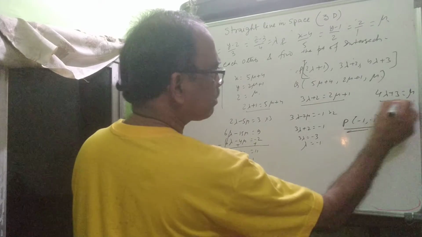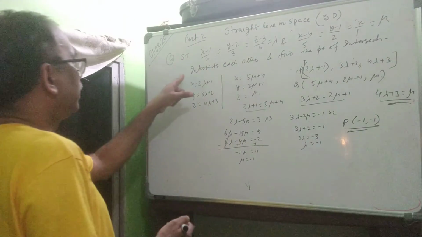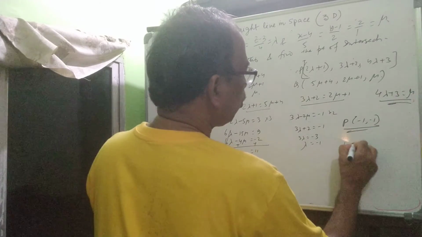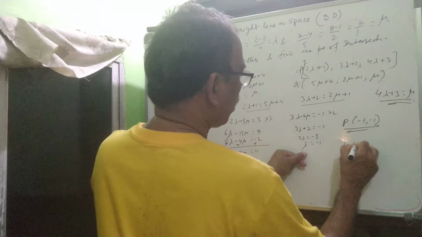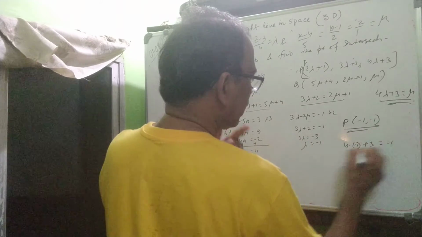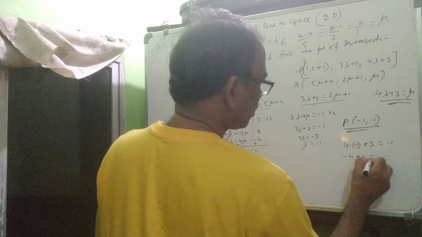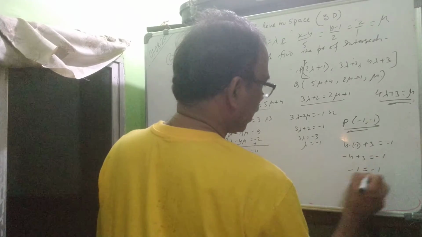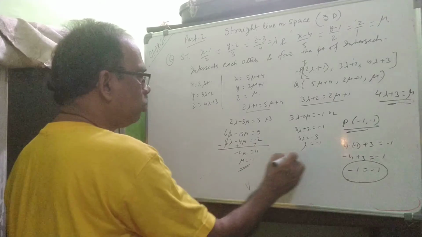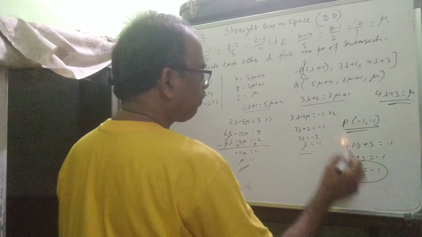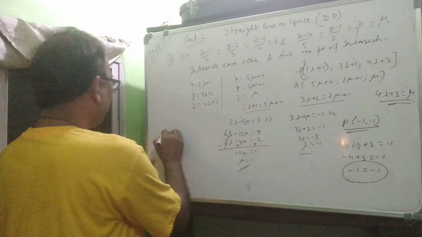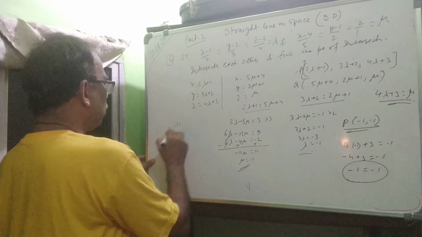This point will satisfy the third equation, then we can prove they intersect each other. Put it in the third equation: 4 into lambda value minus 1 plus 3 equals mu value minus 1. Minus 4 plus 3 equals minus 1, minus 1 equals minus 1. Therefore, the condition is satisfied. These lambda and mu values satisfy the third equation. Therefore, they intersect each other.